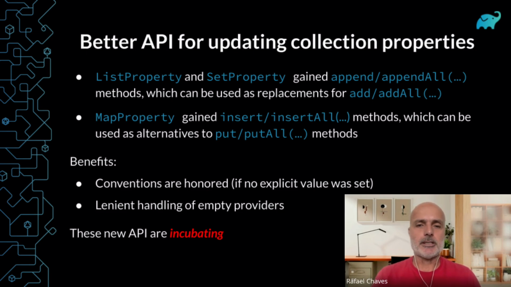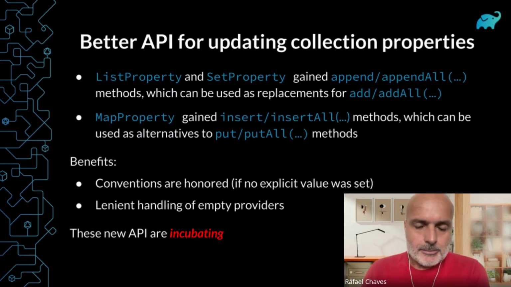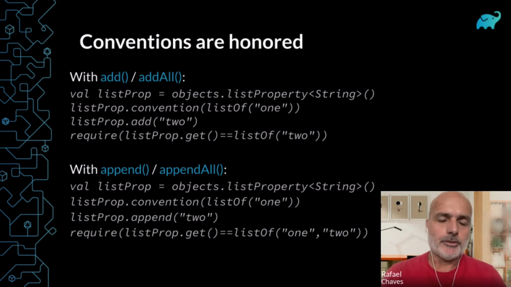List property and set property gained a set of append and append all methods, which are meant as replacements for the existing add and add all methods. And map property gained insert and insert all, which are replacements for put and put all. Next slide, please. A demo here of how conventions are honored. If you use add or add all on a list property, for instance, if you set a convention of a list and you try to add to that property, we basically ignore the convention, and the value you get in the end does not contain the value of the convention.